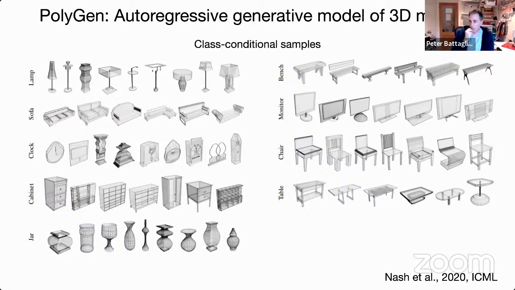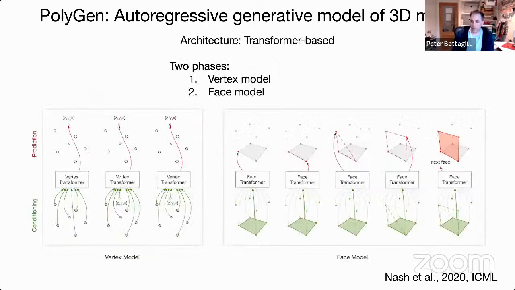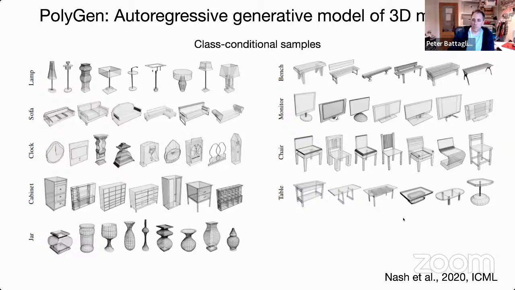Here are some examples. These are class conditional samples. Instead of just conditioning on the vertices generated, we can also condition on an initial embedding of a class. We can also condition on an embedding of an image or of a 3-dimensional voxel diagram. So we can say we want shapes that are all lamps, or all sofas, clocks, cabinets, jars, benches, monitors, chairs or tables. We embed these categories, and it's been trained to only predict vertices that would be consistent with those types of objects. And these are examples of generated objects for each of the categories after it's been trained.